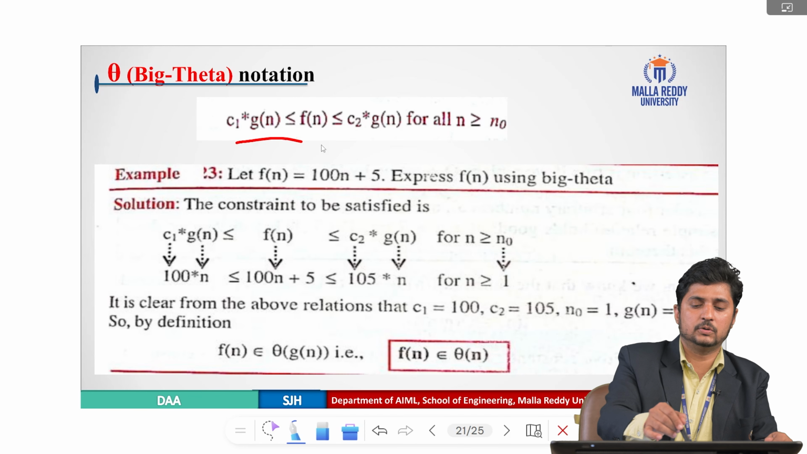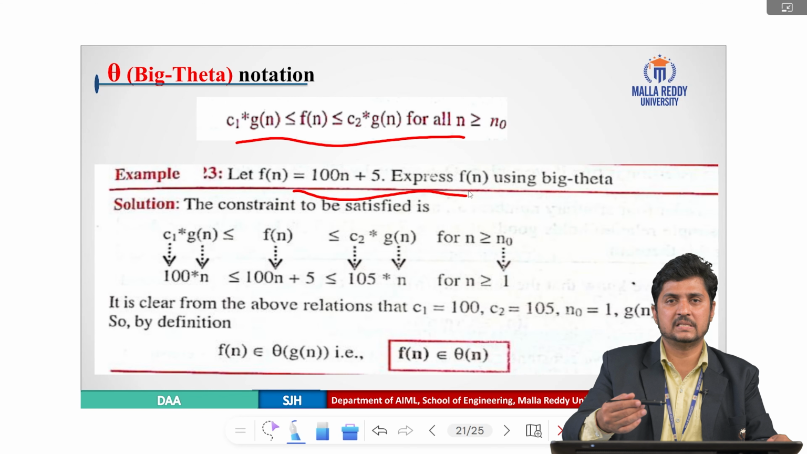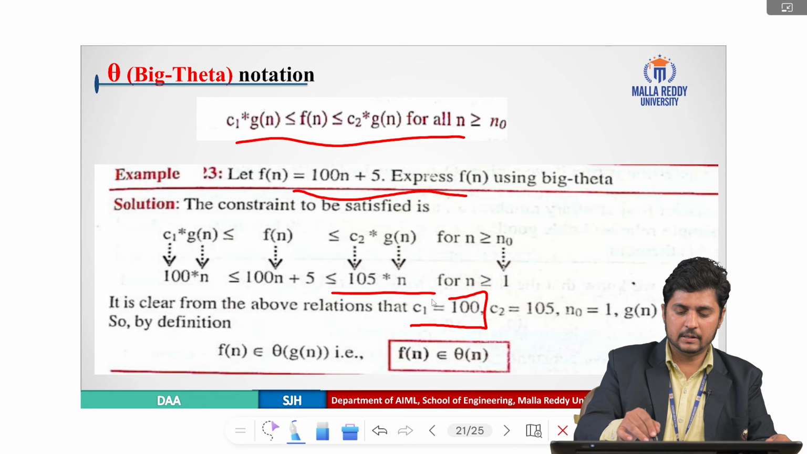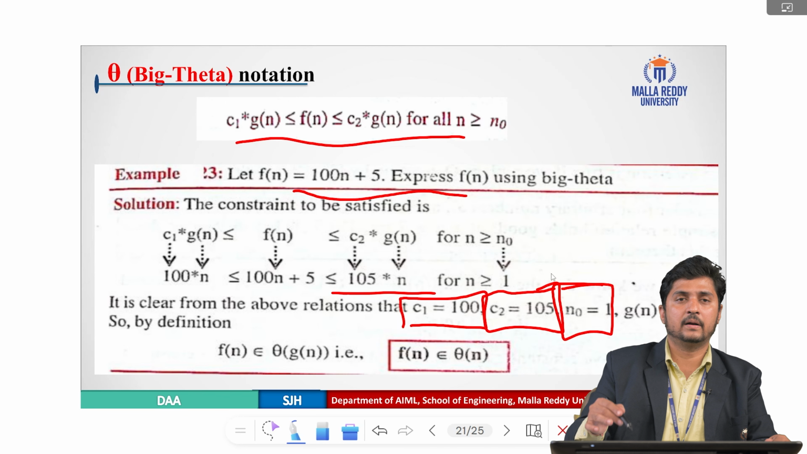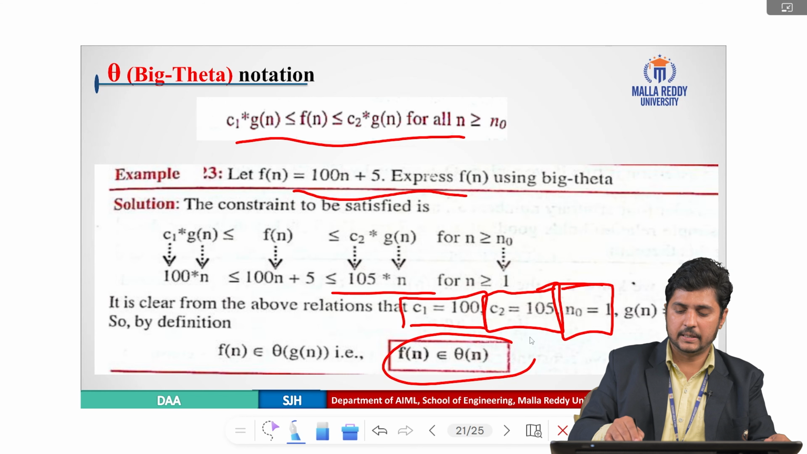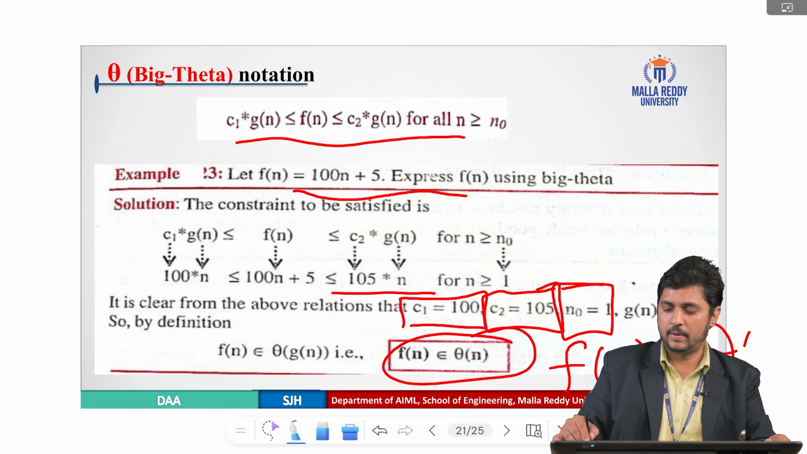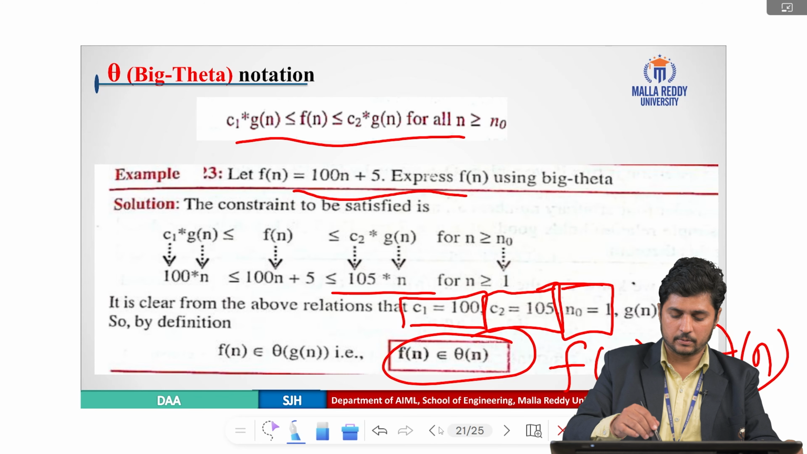Based on that we'll be able to see the problem, and in the same way we solved for best case and worst case, if we solve in that way, then we'll be coming up with C1 as 100 and C2 as 105, and n0, satisfying the constraint for both categories, is going to be 1. Finally we'll be expressing our actual user defined function as big theta of n. So this is how we need to solve the problem for big theta notation.